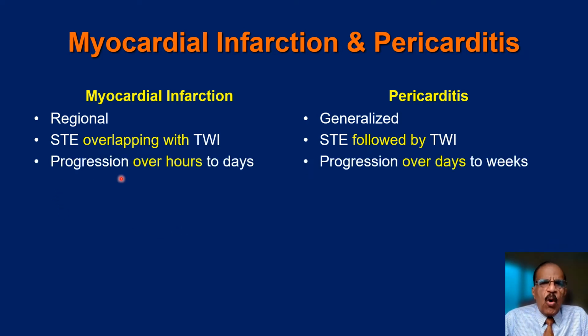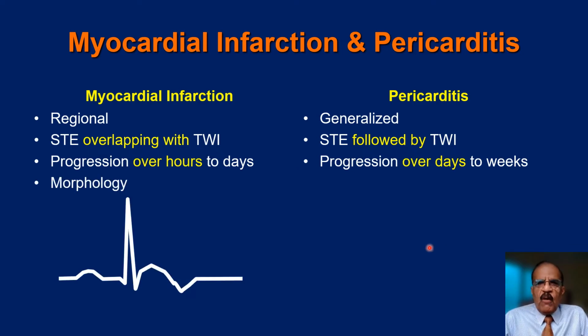Then progression over hours to days. These changes, ST segment elevation followed by T wave inversion and followed by Q wave formation, occur over hours to maximum days in myocardial infarction, whereas in pericarditis the same changes develop over days, and of course Q wave never develops. And in this patient, ECG becomes normal. Here I think most patients would continue to have Q waves.